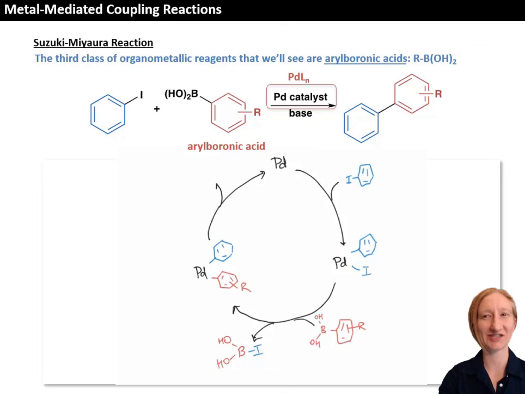Then in the final reaction step, the product eliminates from the palladium center to form the new carbon-carbon bond, and the palladium catalyst returns to the cycle to activate another alkyl halide. So in a catalytic mechanism or a catalytic cycle, the starting materials are indicated as entering the cycle, and the products are indicated as leaving the cycle.